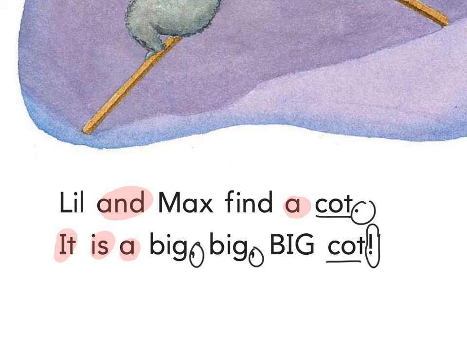Okay, fingers ready. Let's read it together. Ready and read. Lil and Max find a cot. It is a big, big, big cot. I don't think it's actually a big cot. I think those little koalas are teeny tiny miniature koalas, right? So it looks really big.